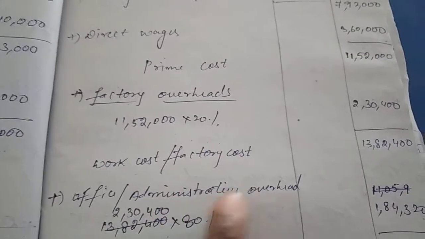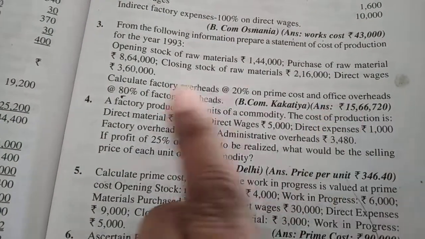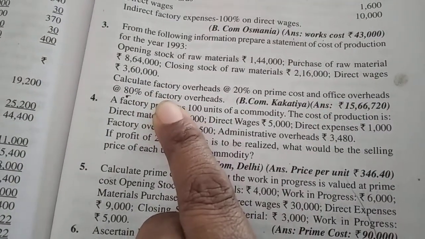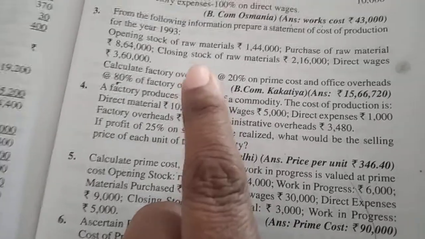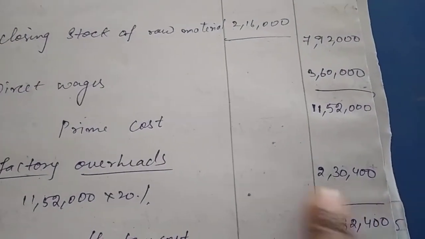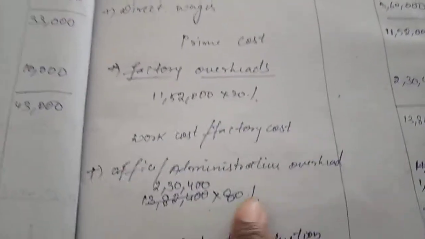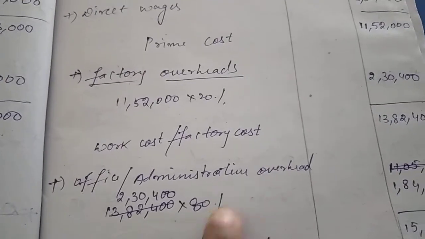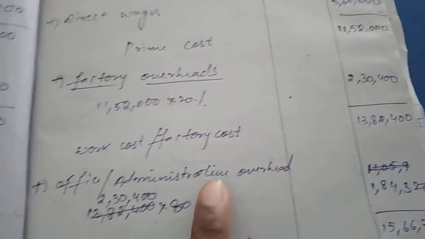Next, add office or administration overhead. What has he given? Office overheads 80% of factory overheads. Listen carefully, it is not on factory cost, it is on factory overhead. Factory overhead is 2,30,400, and on this we have to calculate 80%, not on factory cost.